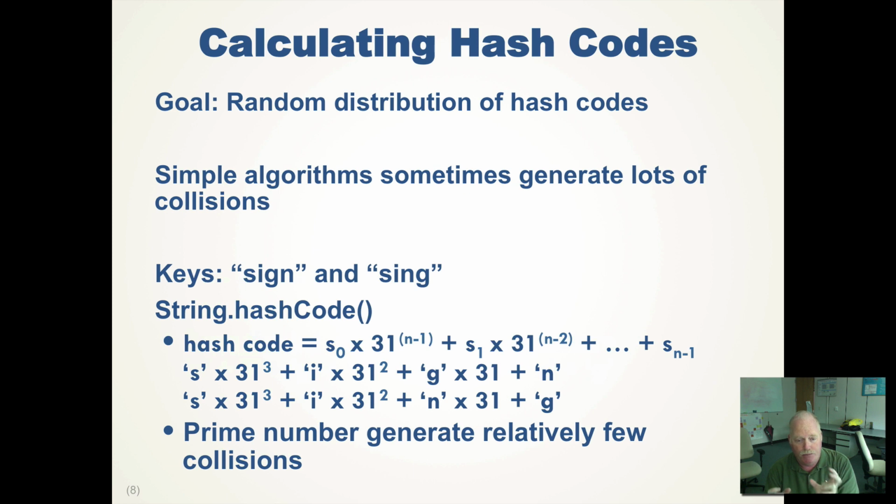And using a prime number like 31, when you multiply it and add it up, tends to generate relatively few collisions, and it also tends to distribute the numbers across all the integer values. So this is often the algorithm that you'll see used by Java to calculate hash codes. If you use Eclipse and have it automatically generate the hash code, you'll see that it uses this same formula to create the hash code for your class.